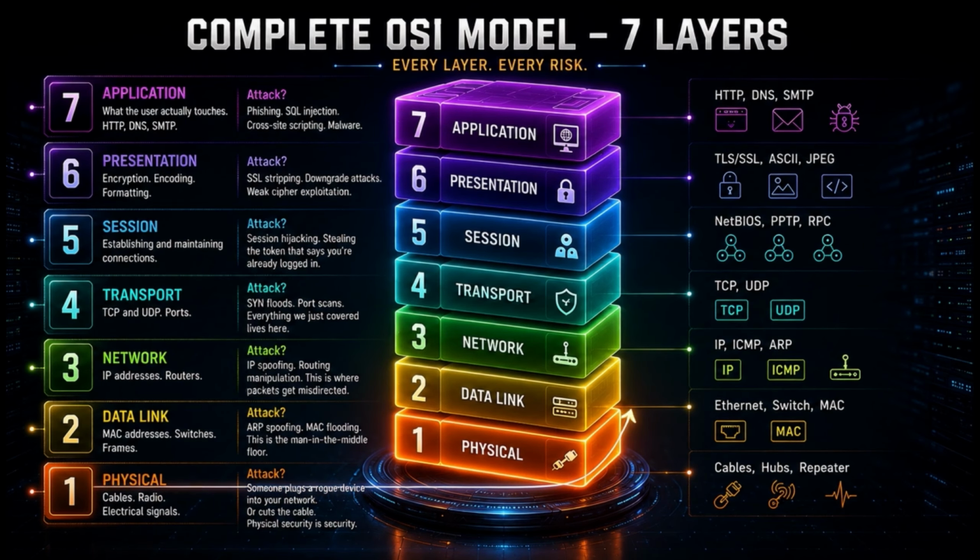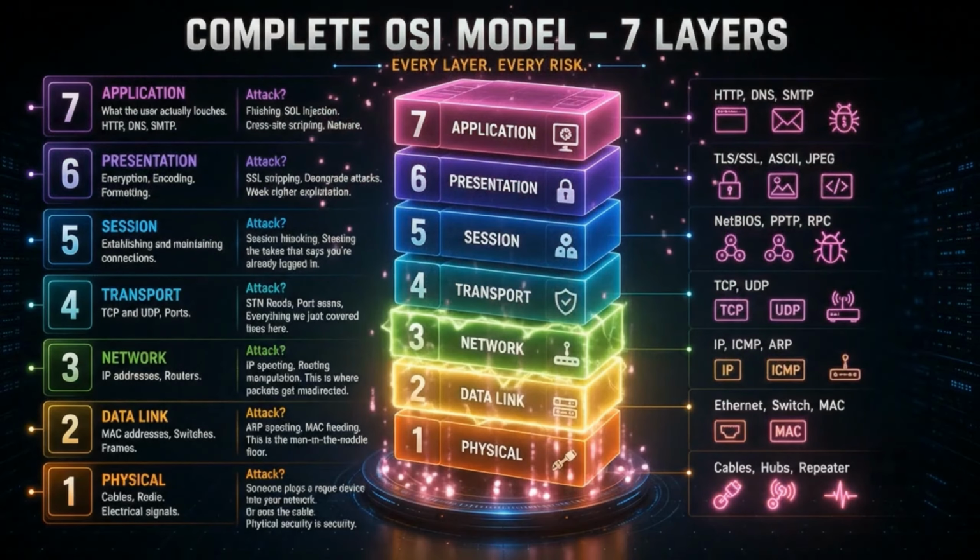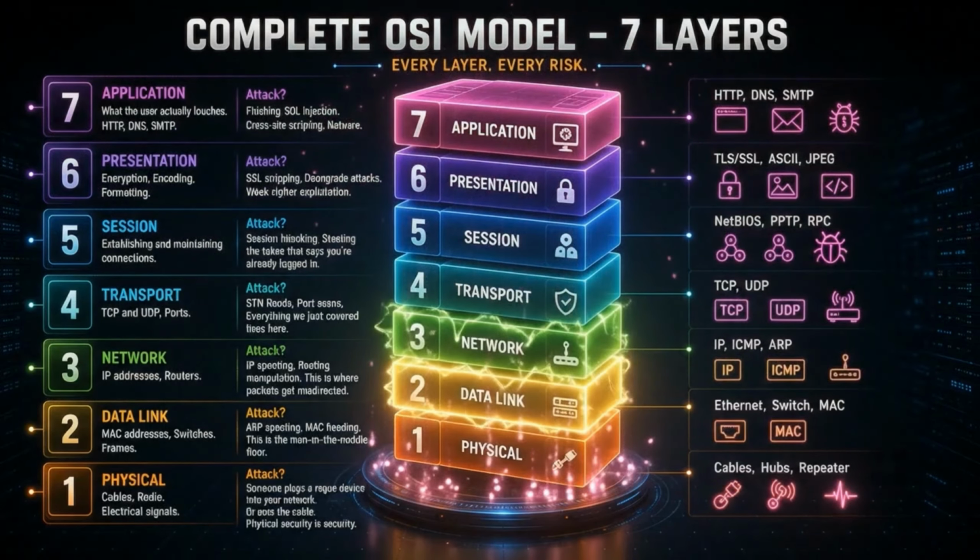Second, data link. This layer handles MAC addresses, switches, and Ethernet frames. Attack type: ARP spoofing, MAC flooding. This is where attackers position themselves in the middle of communication, making it the classic man-in-the-middle layer.